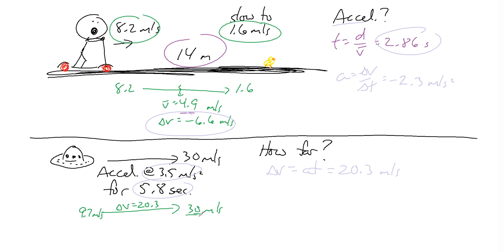Okay, well, now that I have my 9.7 and I've got my 30, I can just add those two together and divide by 2 to get my average V for the situation. So my average V is 19.9 meters per second. So actually really close to the change in V again. So 19.9 meters per second for my average.